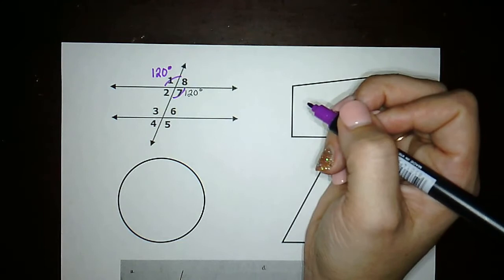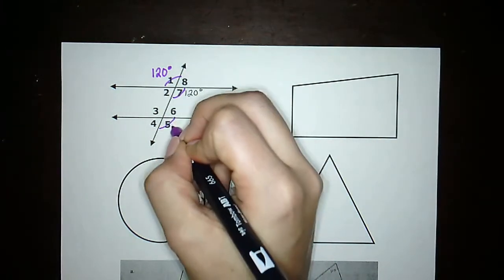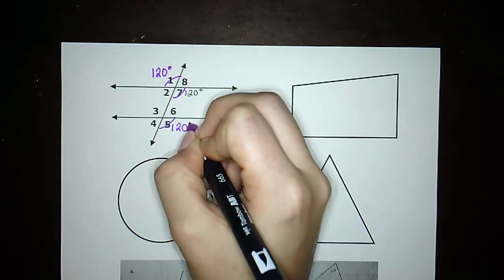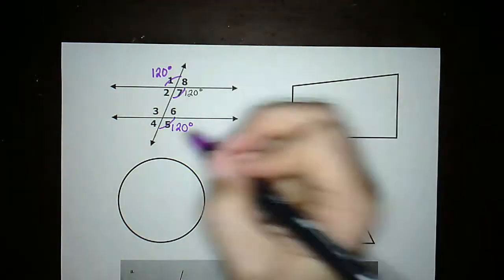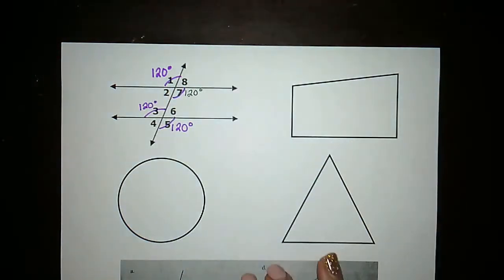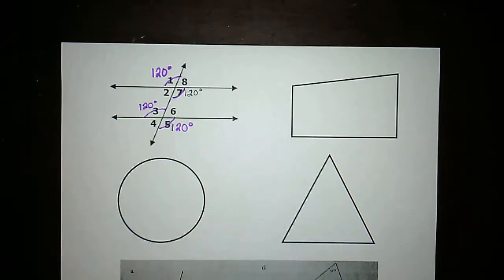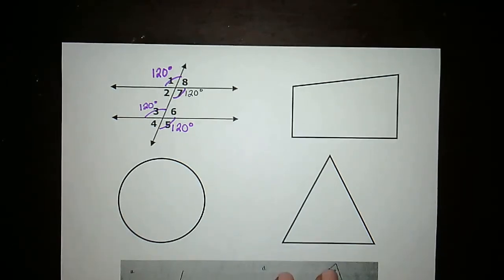We're using all the properties that we just talked about. 7 and 5 are corresponding, so 5 is also 120. And then I see that 5 and 3 are vertical, so this is 120. The nice thing about this is that if they are parallel with a transversal, anything that looks obtuse, all the obtuse ones will be the same, and all the acute angles will be the same.